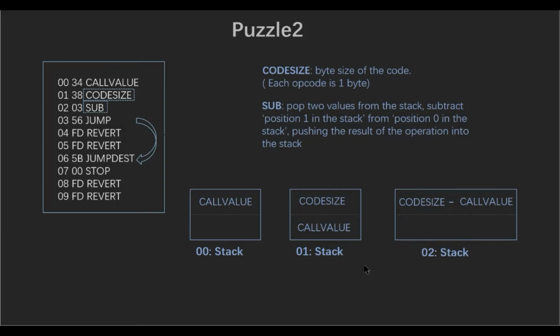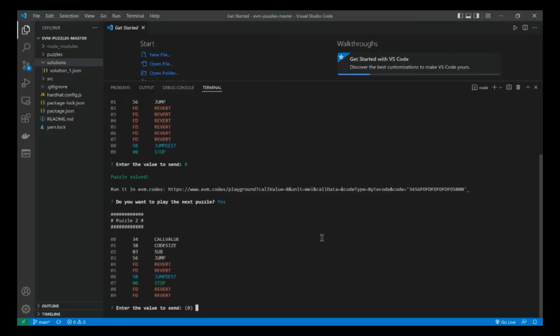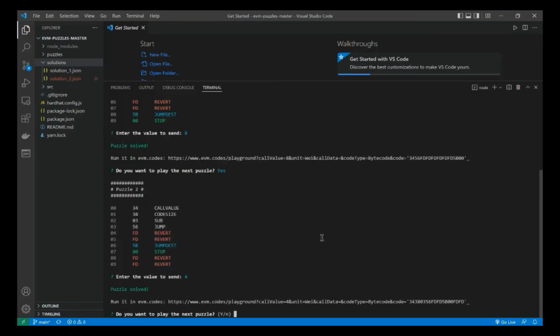First, the call value has been pushed to the stack, and then the code size. The code size minus the call value is pushed back to the stack, and if we want our jump instruction to jump to the jump destination, we have to make the code size minus call value equal 6. As the code size is composed of opcodes and each opcode is 1 byte, the code size of our code is 10. We can get that the call value should be 4. We continue our playing, enter 4, and it works.